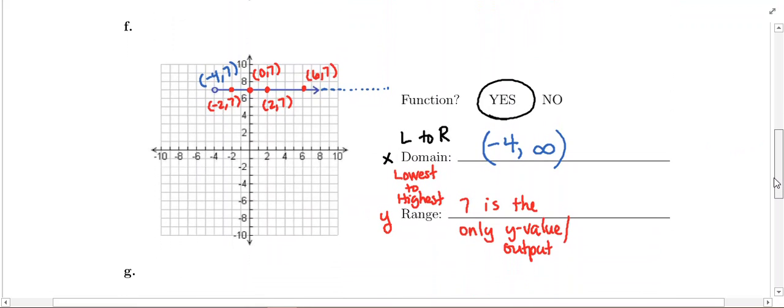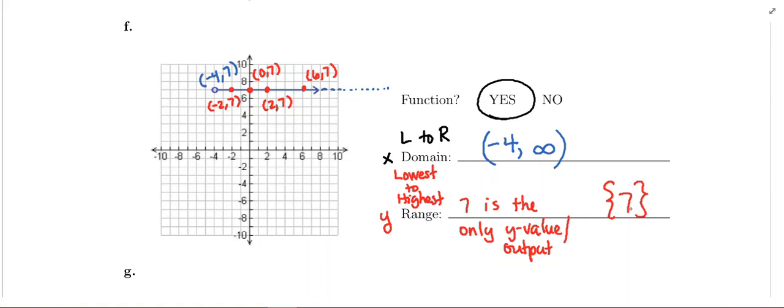We just have a single number in the range. So we list it, okay? And remember, the way to list is to use the braces. 7 is the only number or y value that you get here.